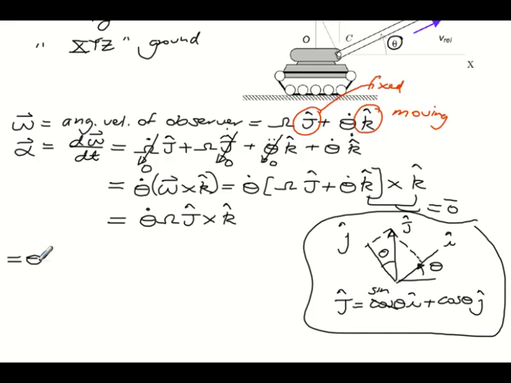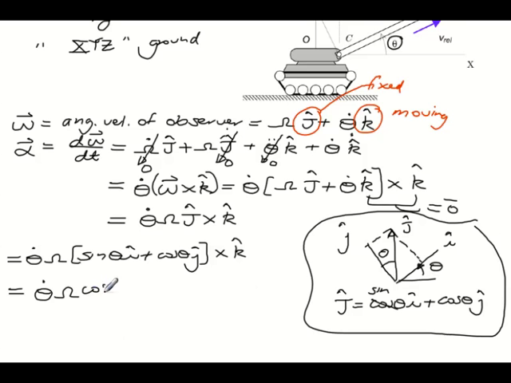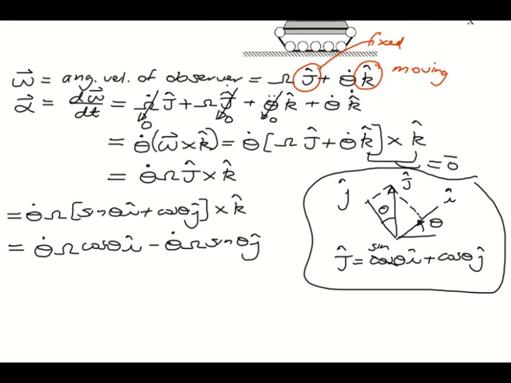So this becomes theta dot omega, sine theta I plus cosine theta j, cross k. So j cross k we know is a plus I, so this is theta dot omega cosine theta I. I cross k is a minus j, so this is minus theta dot omega sine theta j. So that's our alpha vector.